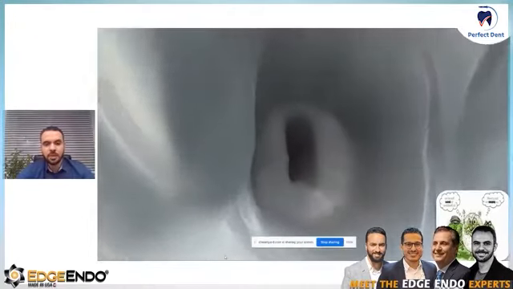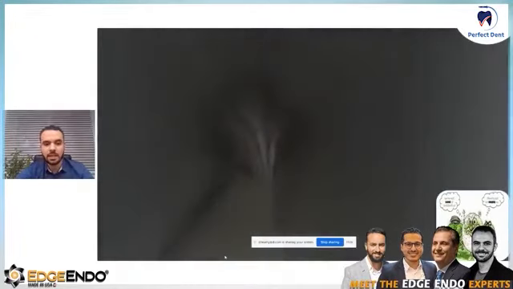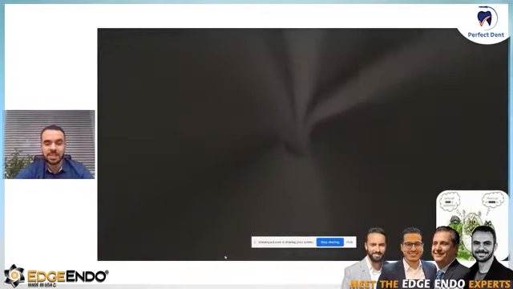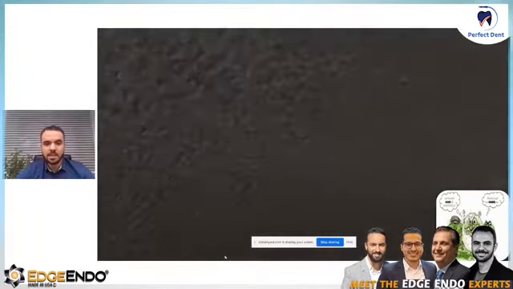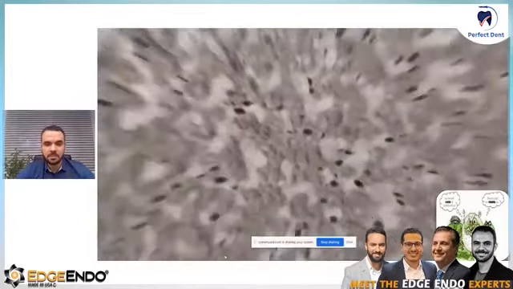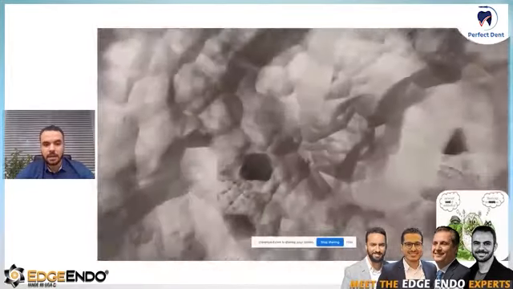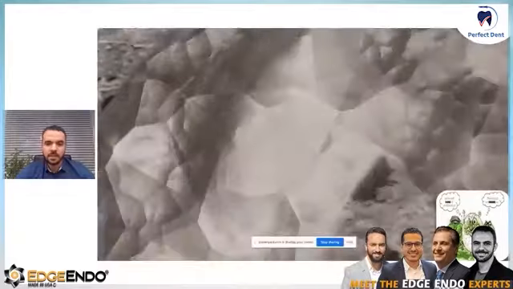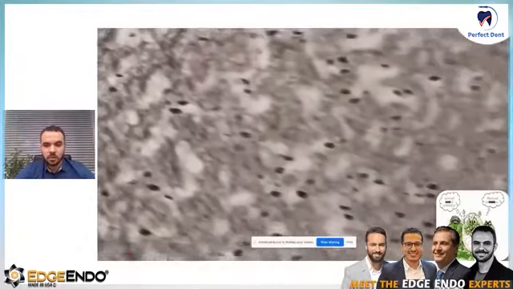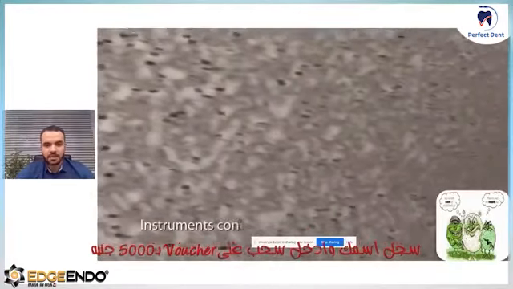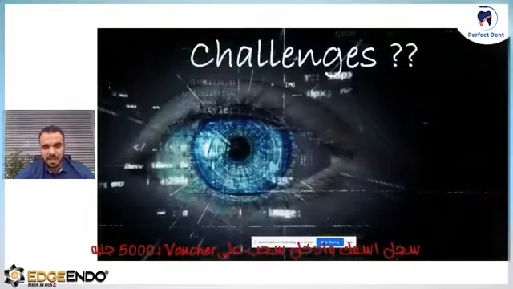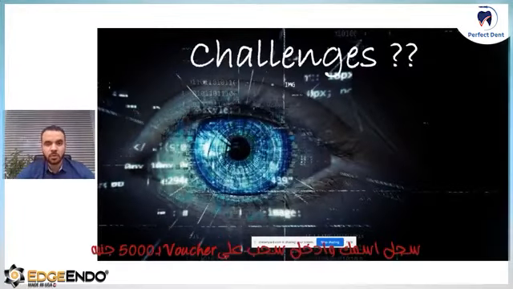But when we're dealing with the canal system, we're not dealing with a single canal. We're dealing with a root canal system. We have complexity when we're dealing with the root canal system: apical ramifications, fins, anastomoses between the canals. So we have the challenges when we're doing root canal treatment.